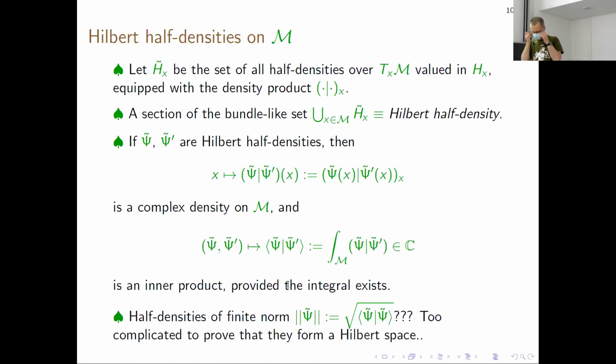So I will choose a set of sufficiently regular half densities, and then I will be able to show that this formula here defines an inner product on this set of sufficiently regular Hilbert half-densities, and then I will complete this set to a Hilbert space by means of the standard procedure.